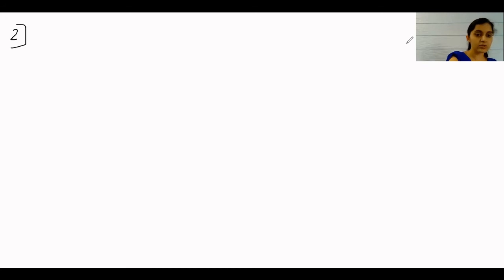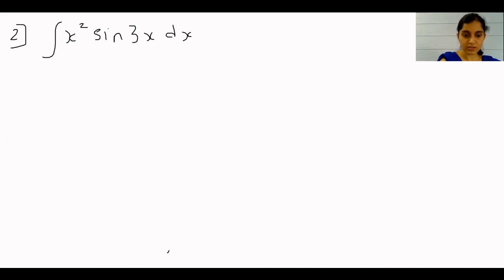It says integral x square sine 3x dx. Okay, again, let us remember the LIATE rule. Let's write it. What is the LIATE rule? L-I-A-T-E. Rather, what we'll do is put it in horizontal format here, so it occupies less space, and you'll know what is to be used also.